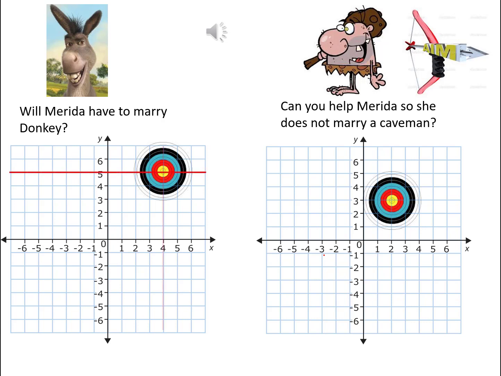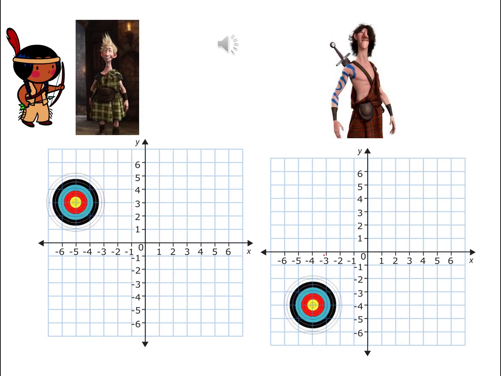So the lines will be that you need to draw y equals 5 and x equals 4. What about the caveman? Let's start with the y first, then the x. So the y, guys, is y equals 3, and that will be x equals 2.